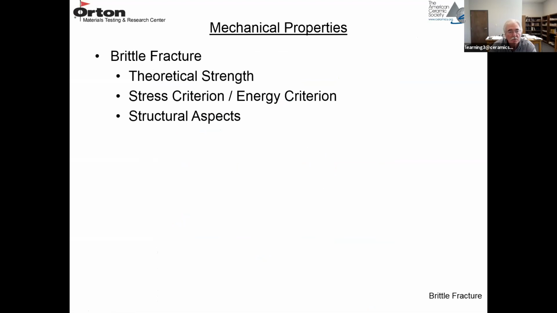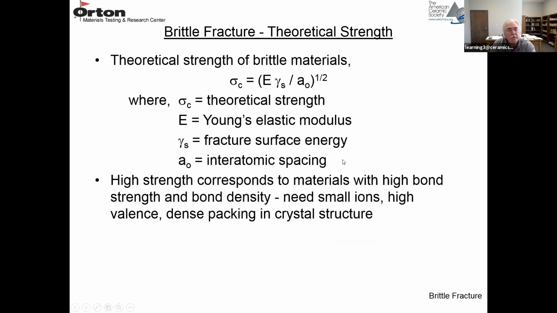The next section is on brittle fracture, and we'll talk about theoretical strength, the stress criterion versus the energy criterion for failure, and then how some structural aspects affect fracture. So there's an equation that describes the theoretical strength of brittle materials. So sigma_c is the theoretical strength, E is the elastic modulus, gamma_s is the fracture surface energy, and that's the energy of a fracture surface.